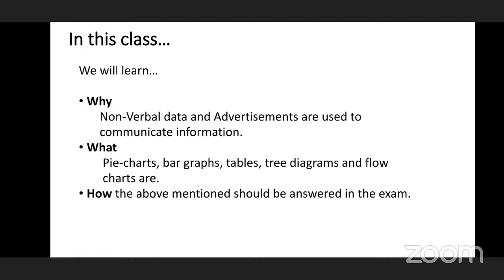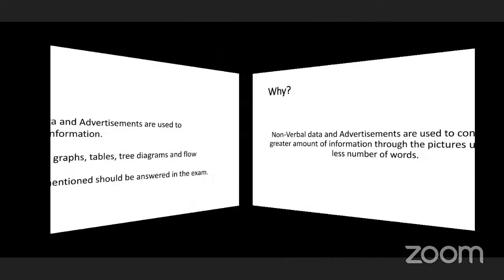So we will move on to the next slide. As said in the previous slide, this slide talks about why nonverbal data is used to communicate information. You can see here, right? Nonverbal data and advertisements are used to convey a greater amount of information through pictures using fewer words. So this is the specific significance of using nonverbal data and advertisements.